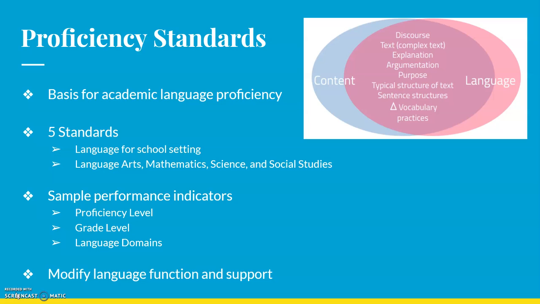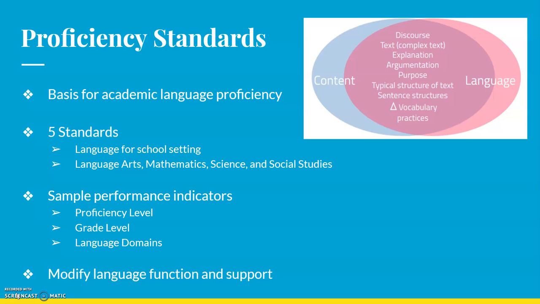The English proficiency standards give a baseline for English language learners' academic language proficiency. The first proficiency standard focuses on the social, intercultural, and instructional communication students need for school. The other four standards help connect language with primary content areas.